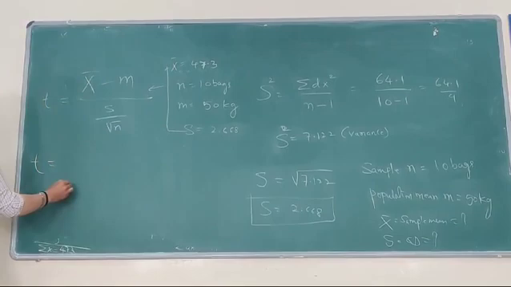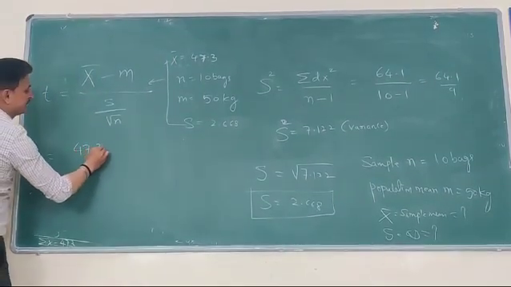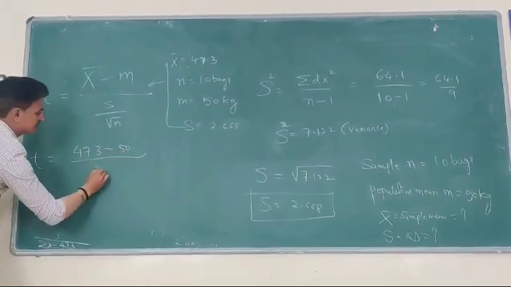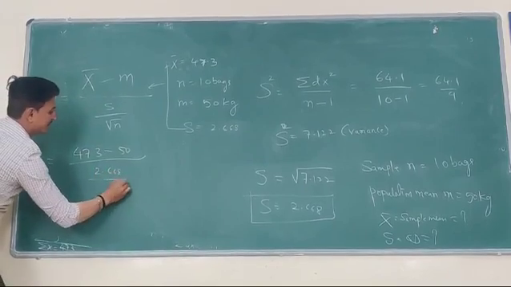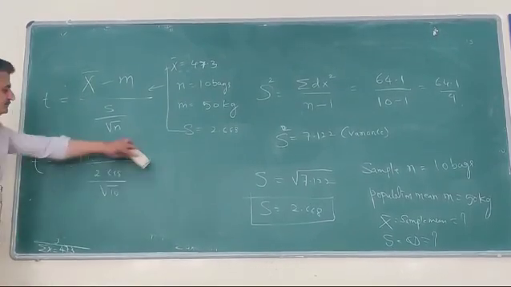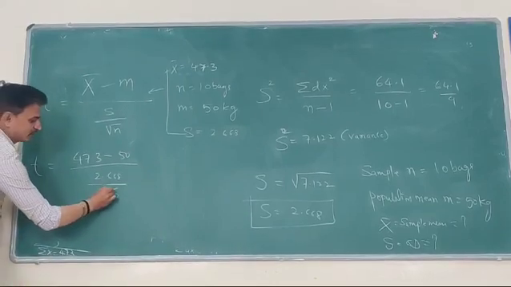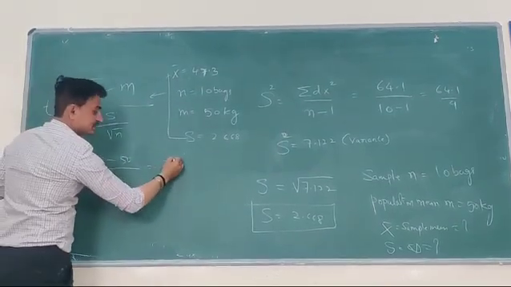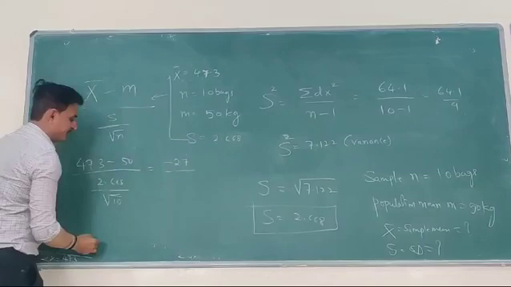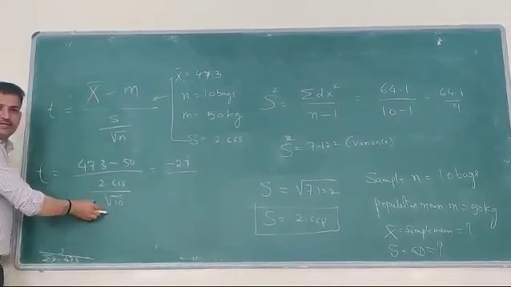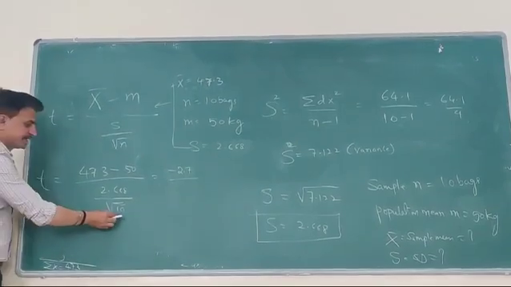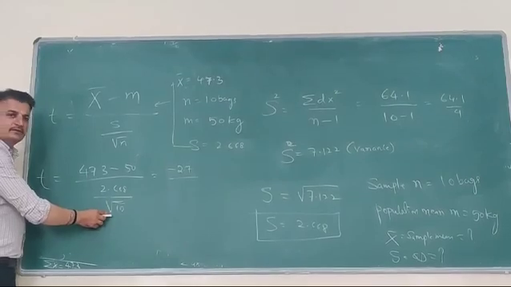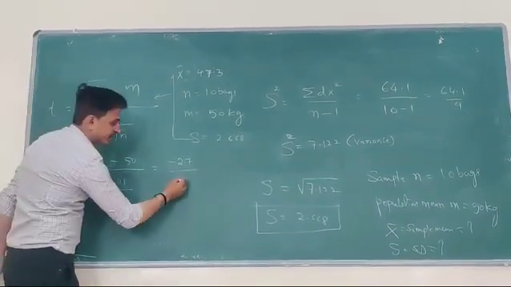So t equals x bar, 47.3, minus mean, 50 kg, whole divided by standard deviation, 2.668, divided by square root of 10. First we have to get the square root of 10. The difference is minus 2.7, divided by. So we just divide and get the final answer. First get the square root of 10, then divide 2.668 by it.